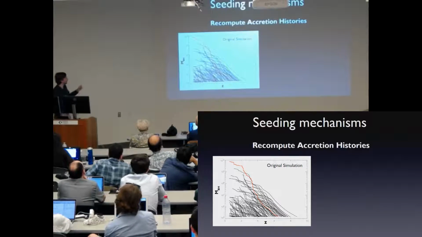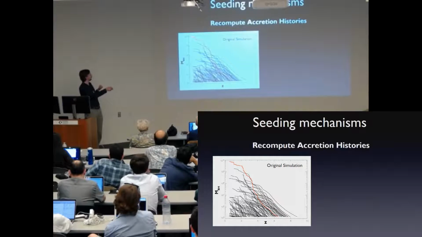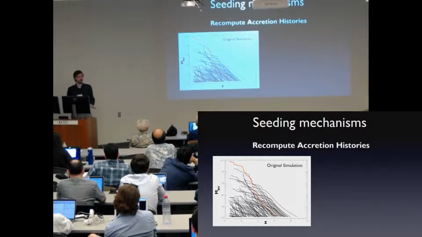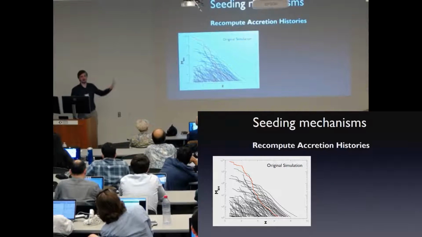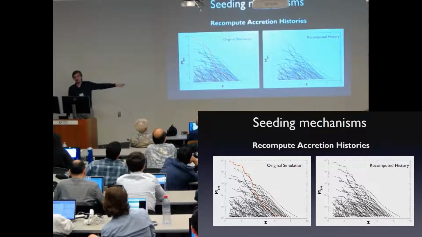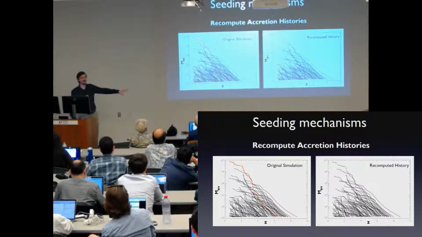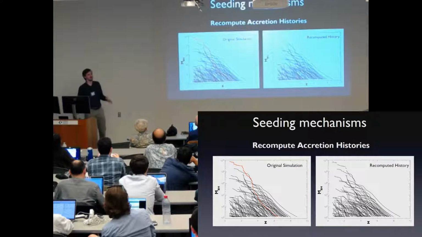So here's an example. This is the most massive black hole in Illustris. In red is the most massive progenitor, and in black are all of the other black holes that it merged with. So at redshift 0.5, this is just one black hole, but this shows you the full history at earlier times. And this is what happens when I recalculate it using a post-processing method. So it matches, which is a good check, but also doesn't really give us anything scientifically interesting.